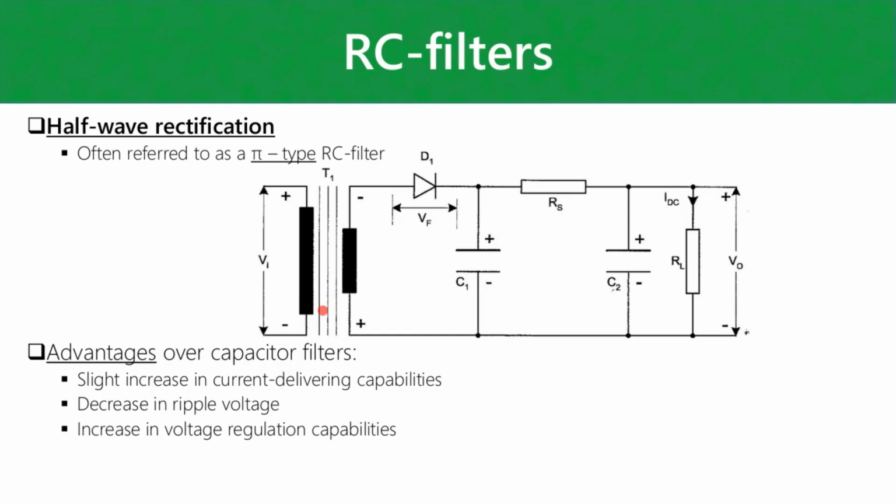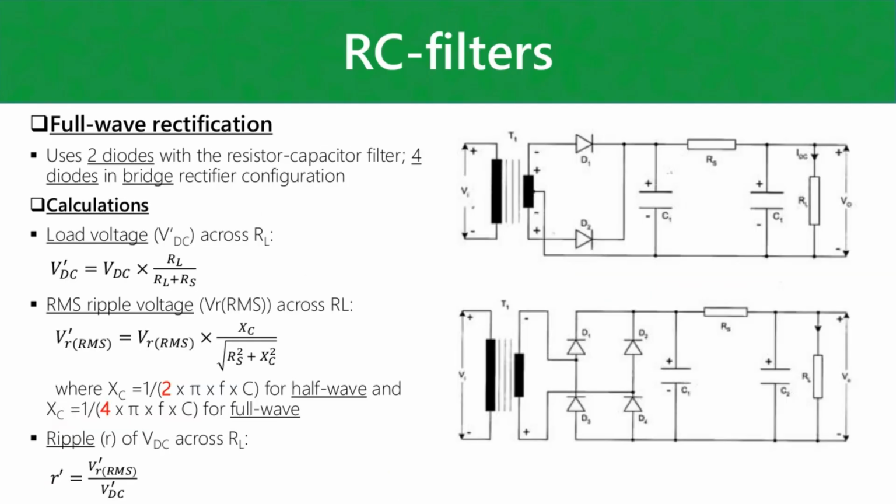Again, you can also have RC filters. To improve your capacitor filter a little bit, you can add a series resistance to your already existing capacitor filter, along with an extra capacitor. That decreases your ripple voltage even further, increases your average voltage for a given load, and improves your current delivering capability slightly as well. There are formulas associated with this.